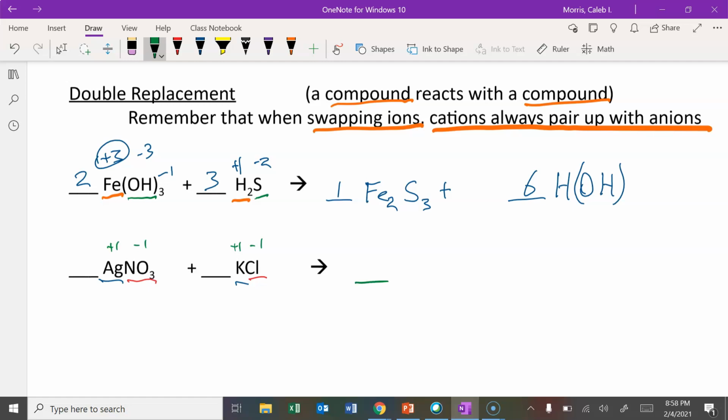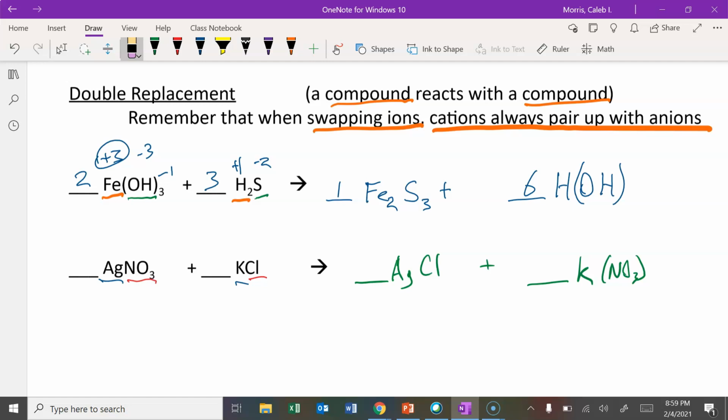Now let's go ahead and make our compounds on the other side. So I'm going to start with silver and chloride. Remember, silver's +1, chloride's -1. That's already neutral. Don't worry about writing those charges. We don't even need to do the crisscross. And then I have K, which is +1, and NO3, which is -1. Those are already neutral. They balance each other out. So that's it. We have AgCl and KNO3.